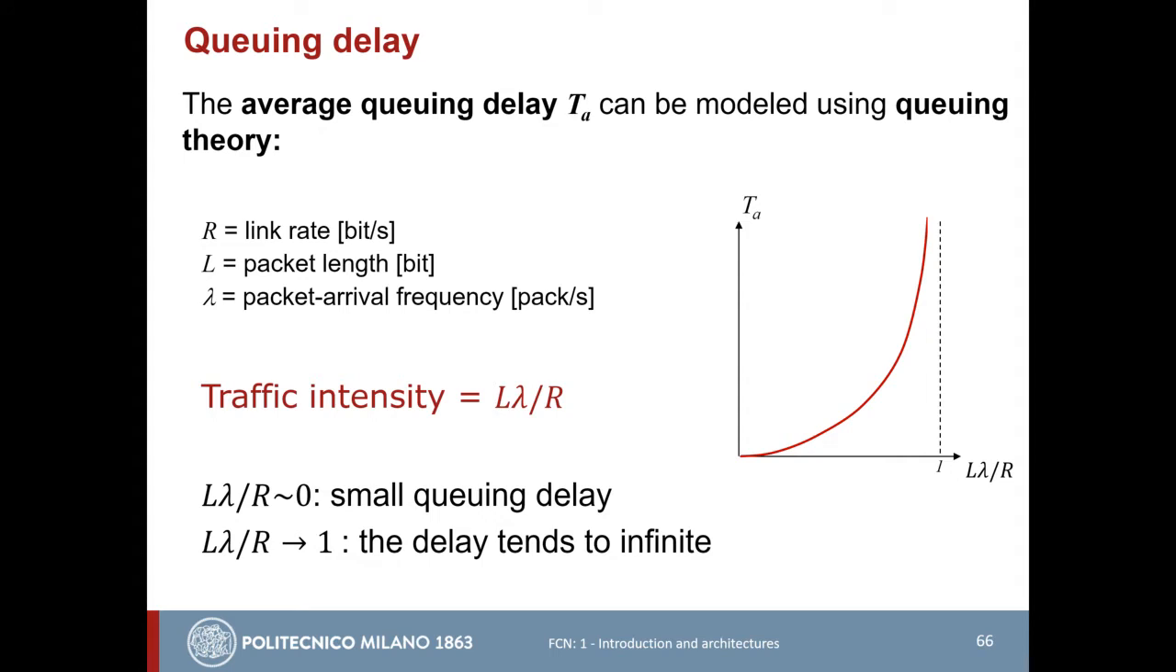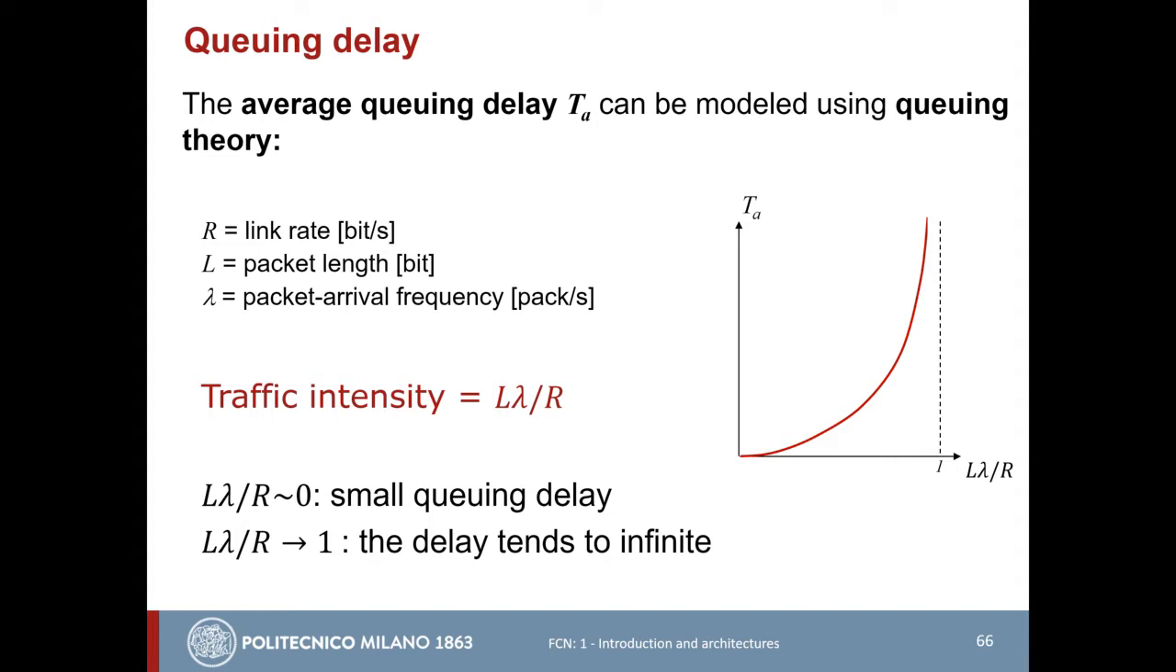So if R is the average input rate, this is the rate of transmission of the output link in bits per second. L is the packet length, and lambda is the packet arrival frequency in packets per second. You can define traffic intensity as the ratio L multiplied by lambda divided by R.